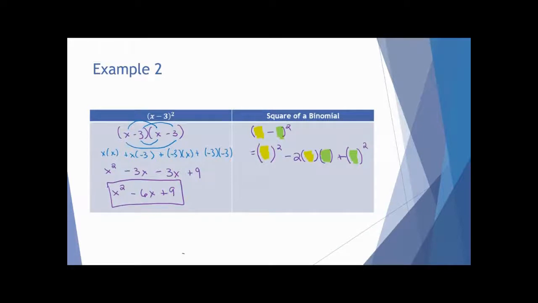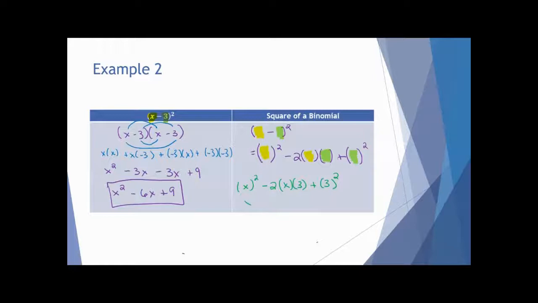So if I'm using this shortcut with my example here, I would have the yellow part squared. Our yellow part is x, so that's going to be x squared, minus 2 times the yellow, which is x, times the green, which is 3, plus, and then the green, which is 3 squared. So I'm following what I've highlighted in my original problem.